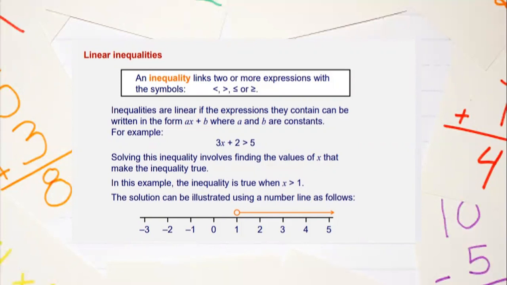Solving this inequality involves finding the values of x that make the inequality true. So in this example, the inequality is true when x is greater than 1. The solution can be illustrated using a number line as follows. This would be a number line. Let's move on to the next slide.